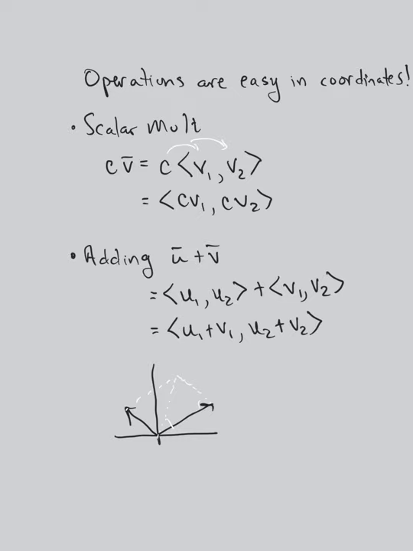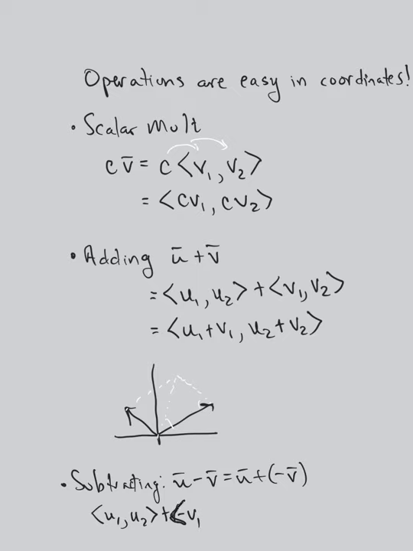Make sure you realize subtracting just combines the two together. If you have u minus v, then that's going to be u plus negative v. So what's negative v going to be? Negative v is going to be negative 1 times v. So we're going to have u1 comma u2, and then plus negative v, which is negative v1 comma negative v2.